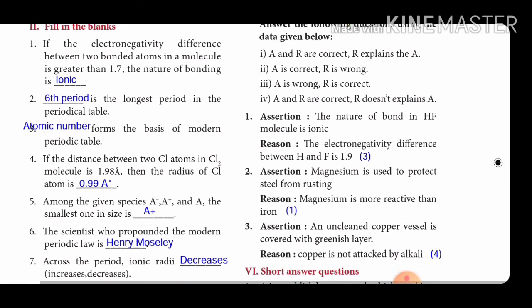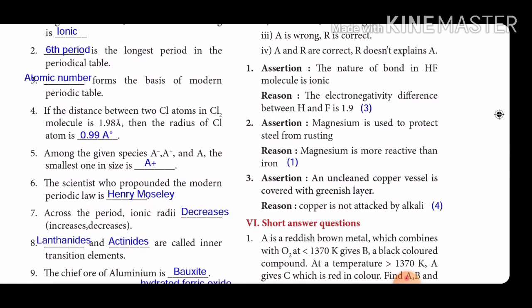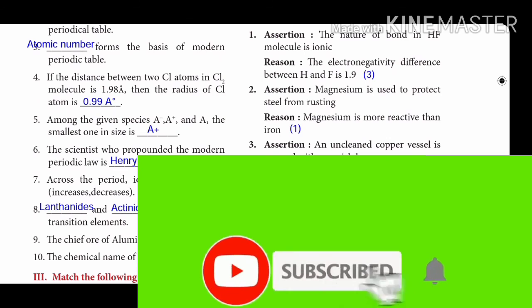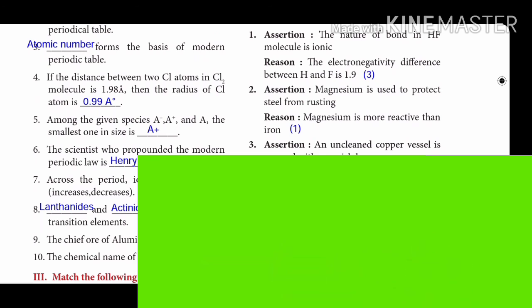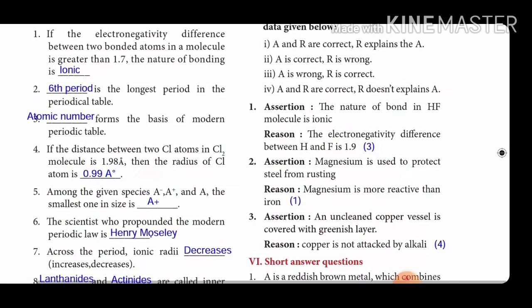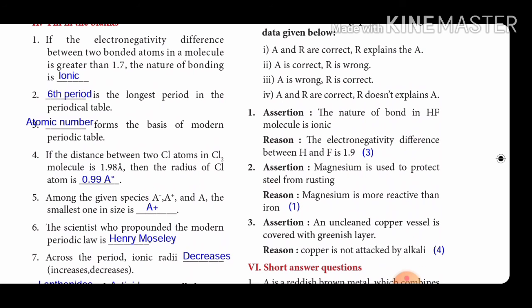Second, assertion, magnesium is used to protect steel from rusting. Reason, magnesium is more reactive than iron. Here the answer is first one, that is A and R are correct, R explains A. Third one, assertion, an uncleaned copper vessel is covered with a greenish layer. Reason, copper is not attacked by alkali. So here the answer is fourth one, A and R are correct, R does not explain A.